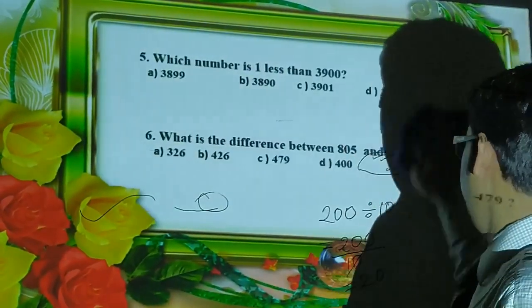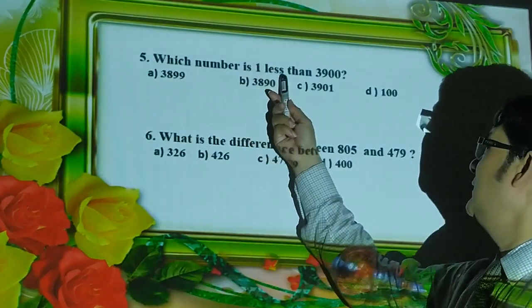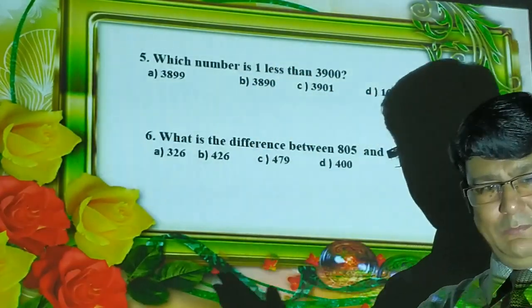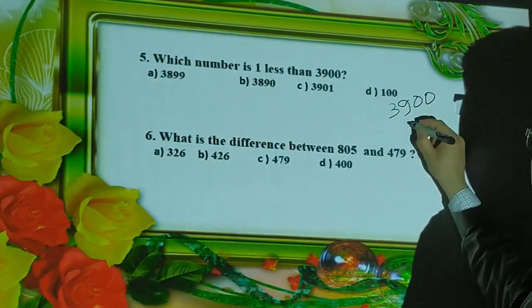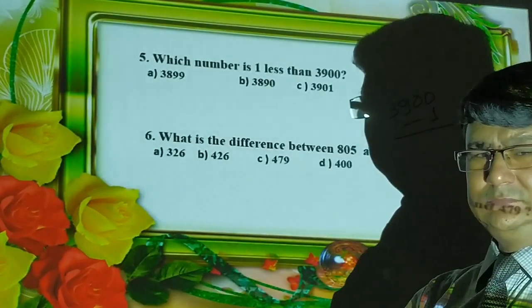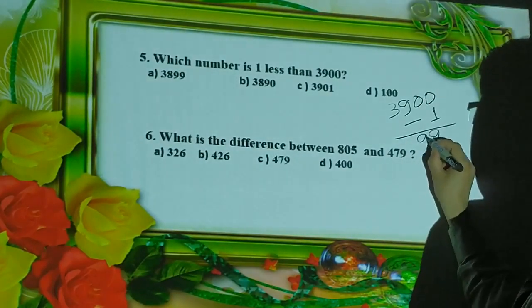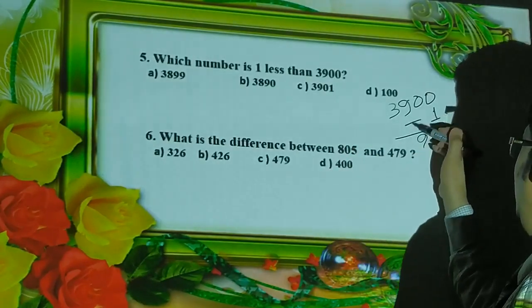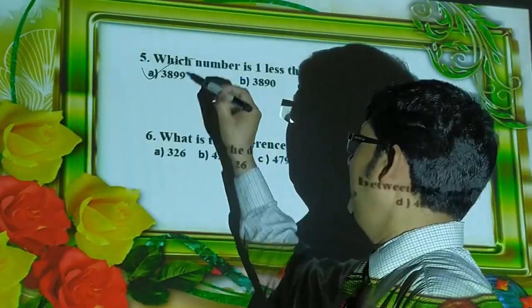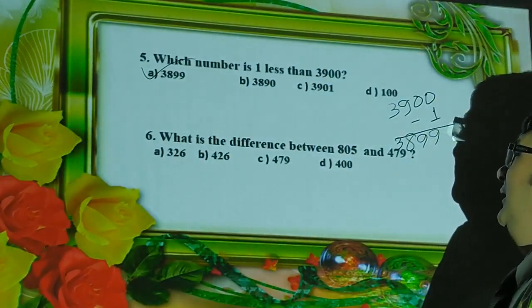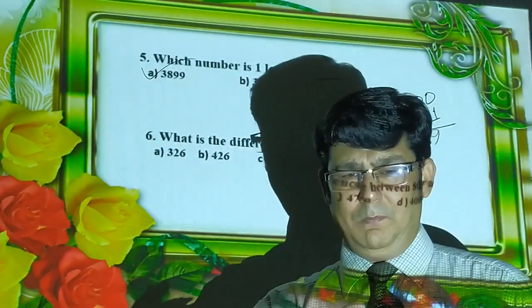Next, the question is given. Which number is 1 less than 3900? Which number? So at first you write here 3900, and minus 1, less than. So you see, you think 10 minus 1, it will be 9, and it will also be 9, because you think 10 and carry 1, and this 9 minus 1, so 8, and carry, no carry, so 3. So our answer will be 3,890. 1 less than means minus.